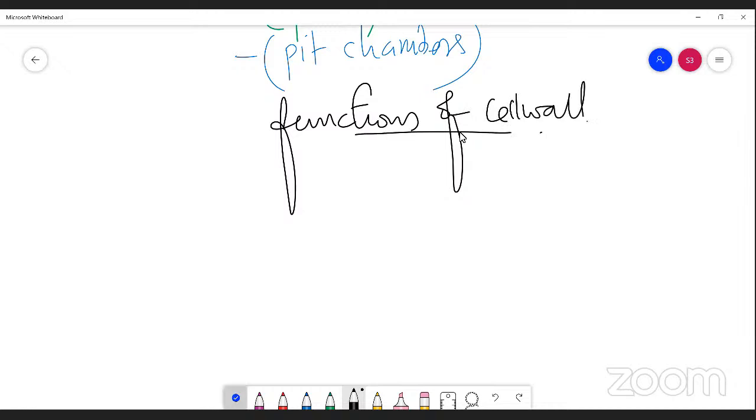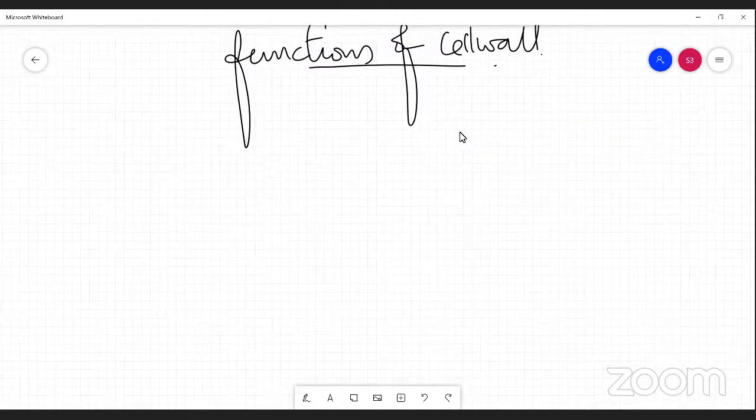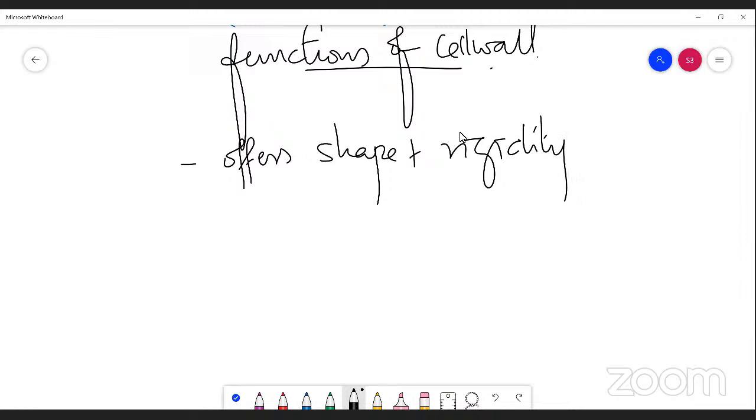The first function is that it offers shape and rigidity to the cell. Simply, it determines the shape and rigidity of the cell. The plant cell wall offers shape to the cell and rigidity to the cell wall.